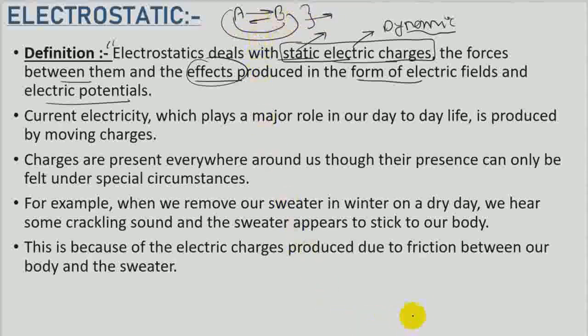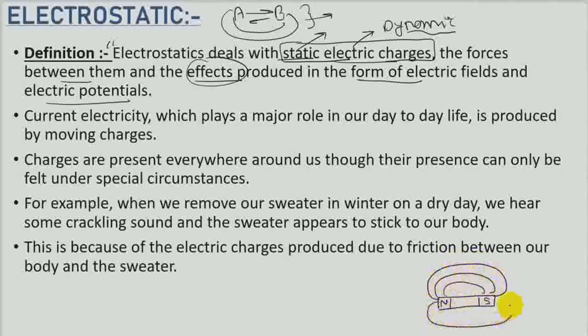We see one more example. We select a bar magnet, with the north pole and the south pole. Magnetic field lines of force start at the north pole and terminate at the south pole, as you already know. So magnetic field lines of force propagating within the region is called the magnetic field region. So this is the effect produced in the form of field.